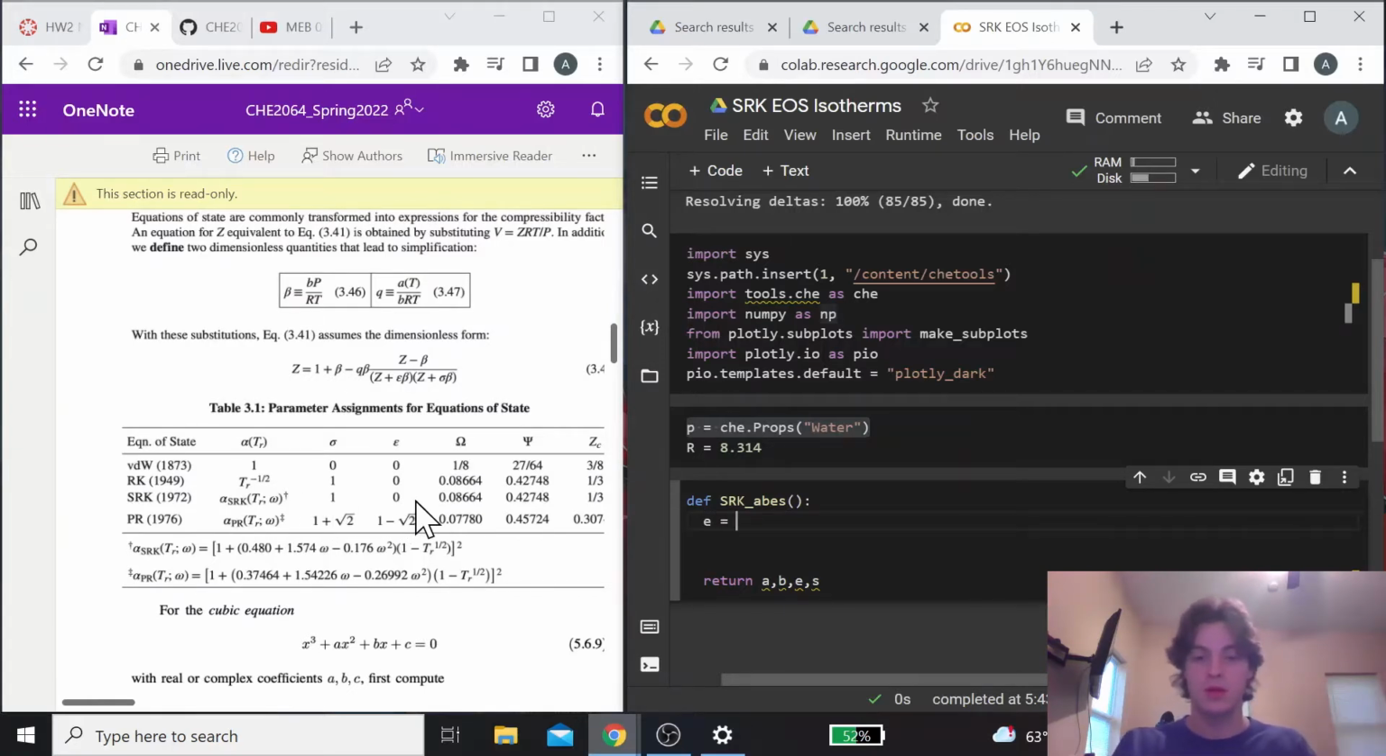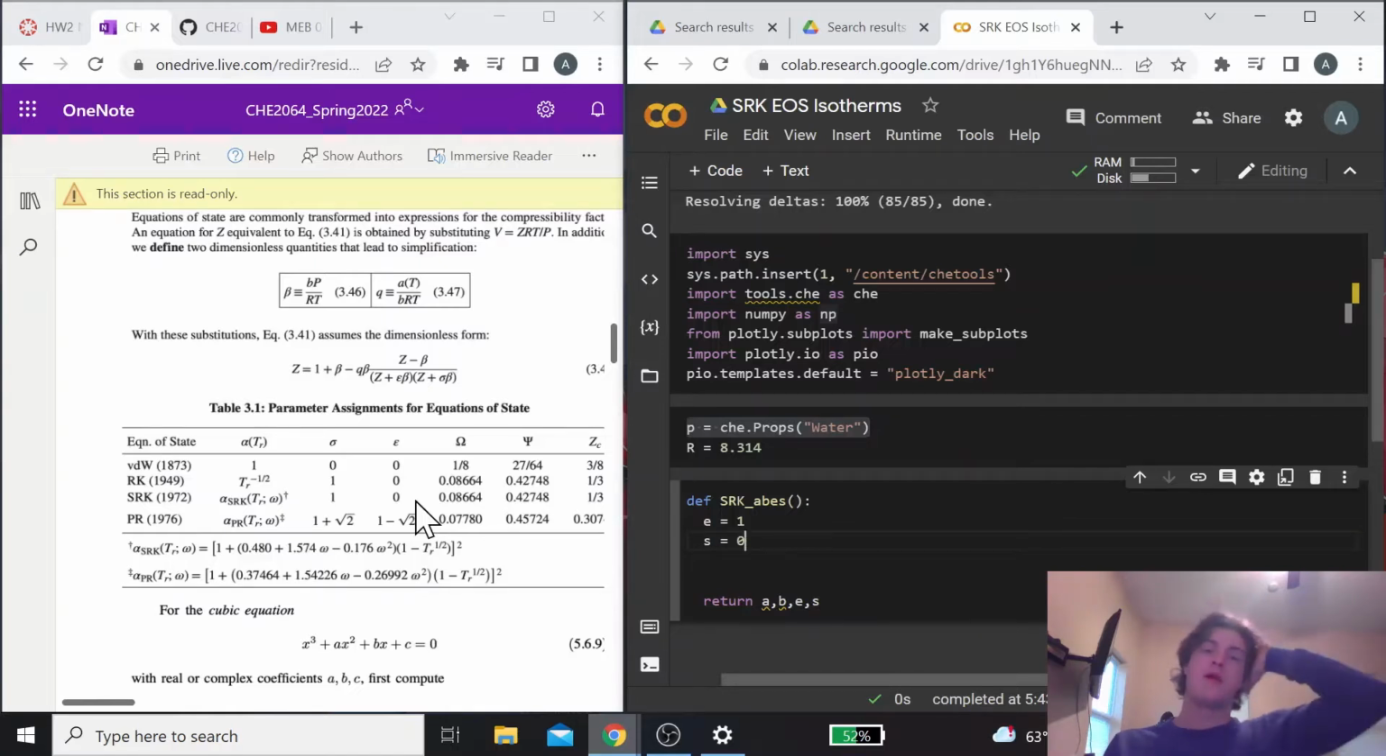I'll start with epsilon. It is 1 for the SRK equation, and sigma is 0. Oh, I mixed that up. Sigma is 1, epsilon is 0. All these other values are just for the other equations of state, so we could plot the van der Waals equation, and in that case we would use 0 for both epsilon and sigma.